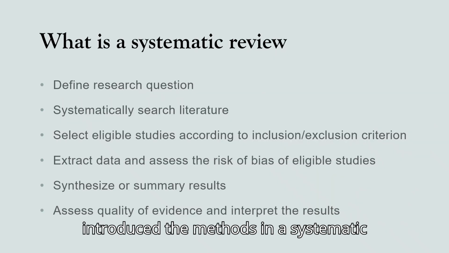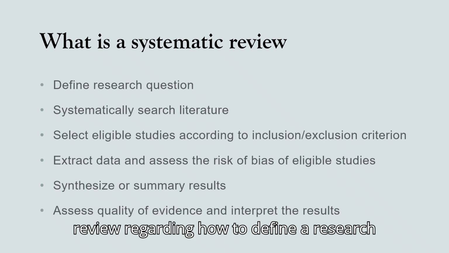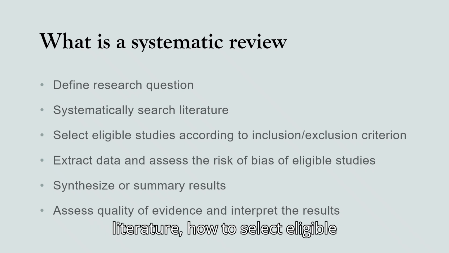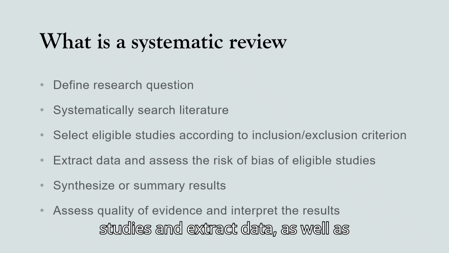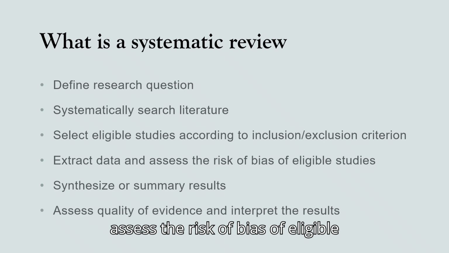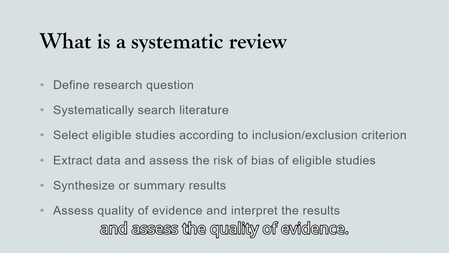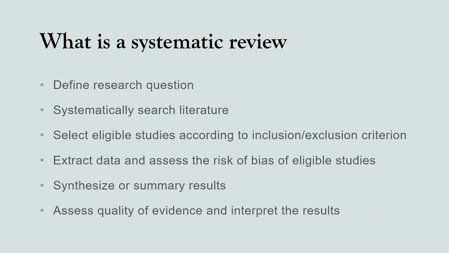Previously, we have introduced the methods in a systematic review regarding how to define a research question, how to systematically search literature, how to select eligible studies and extract data, as well as assess the risk of bias of eligible studies, and conduct evidence synthesis and assess the quality of evidence.